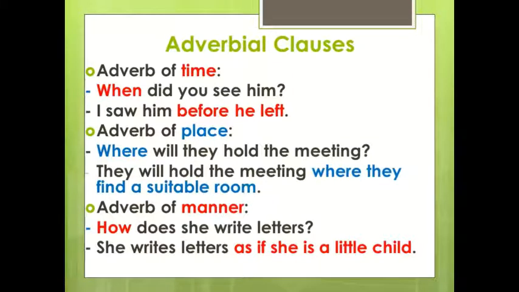Adverb of place. We have the question, where will they hold the meeting? The answer, they will hold the meeting where they find a suitable room. Of course, the main clause in the first sentence, I saw him, and the dependent before he left. And the main clause in the second sentence, they will hold the meeting, and the dependent sentence where they find a suitable room.